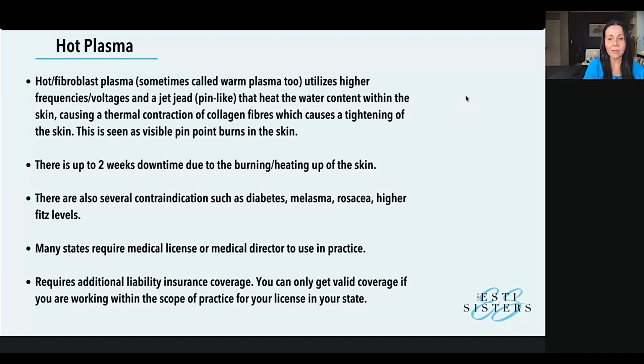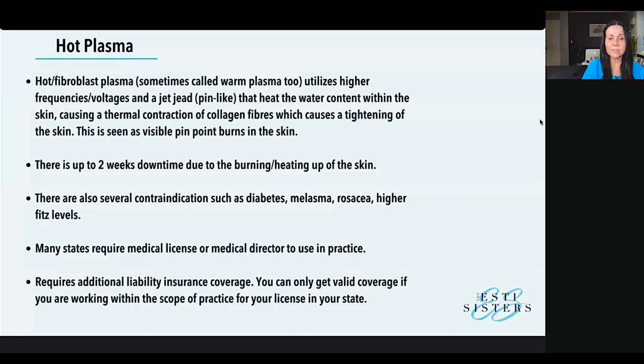You also do need, and I'm going to mention this down at the bottom here, for those of you who are working with, or had been working with, or are thinking of working with a hot plasma or fibroblast plasma, oftentimes, even if it is within the scope of practice for you in your state, it requires extra insurance. So keep that in mind.